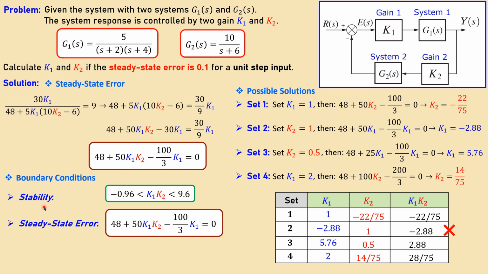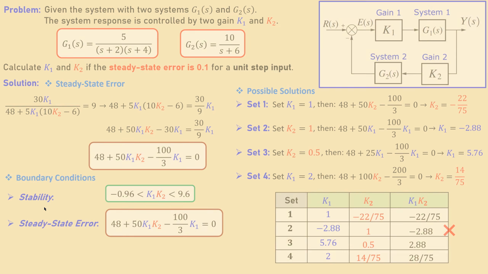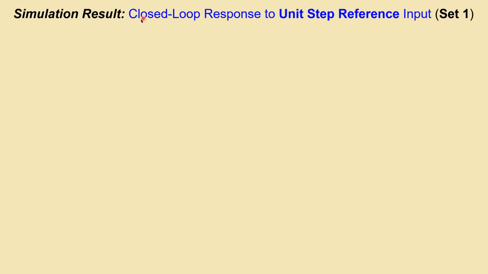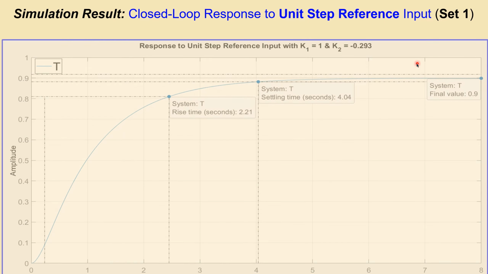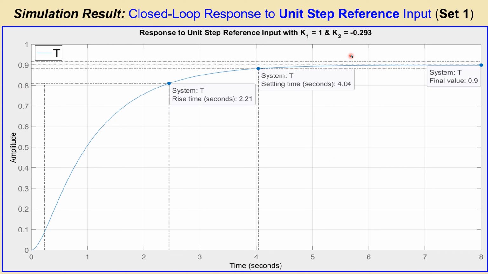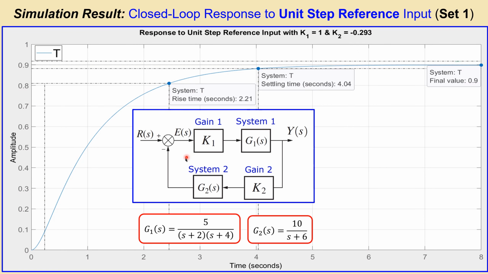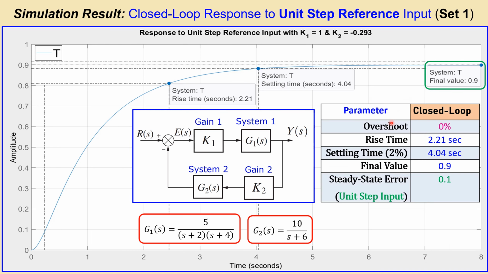So we have some sets, and we can then select which one performs better in terms of maybe other parameters. So let's also look at the simulation results. First start with the closed-loop response to a unit step reference input, for set 1. That's again the K1 and K2 for this value, so this is the approximate value for that exact value I have given. You can see the system, and I have also given the final value, but also some other values. You can see here the settling time and rise time, and the overshoot is 0 because there's no overshoot. So that is maybe interesting for some applications.